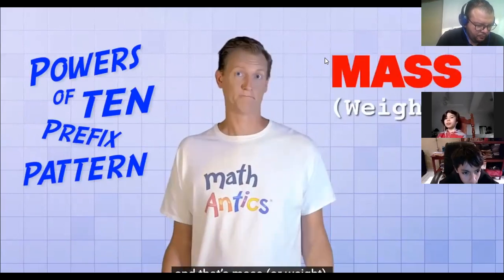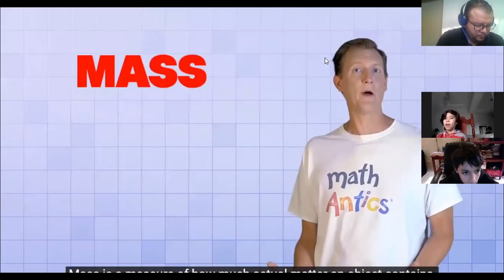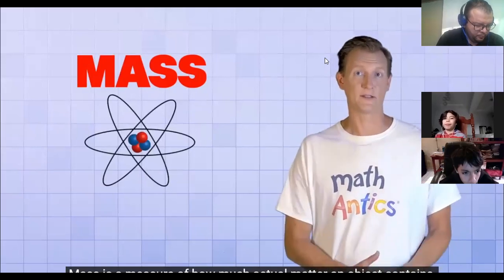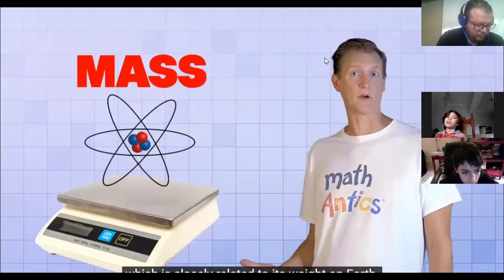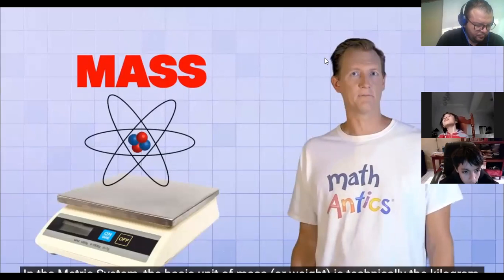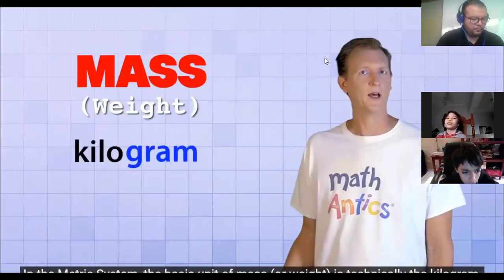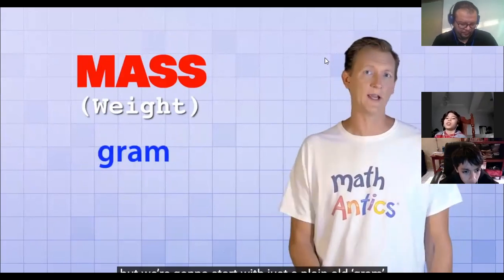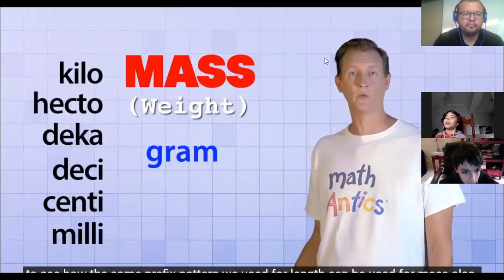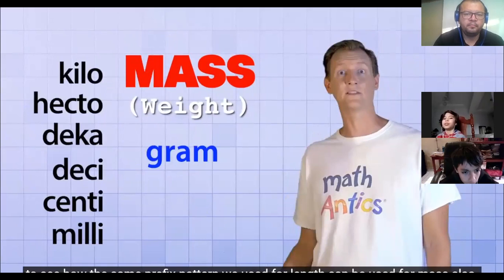But there's another important quantity that uses this same powers of 10 prefix pattern, and that's mass, or weight. Mass is a measure of how much actual matter an object contains, which is closely related to its weight on Earth. In the metric system, the basic unit of mass, or weight, is technically the kilogram. But we're going to start with just the plain old gram to see how the same prefix pattern we use for length can be used for mass also.